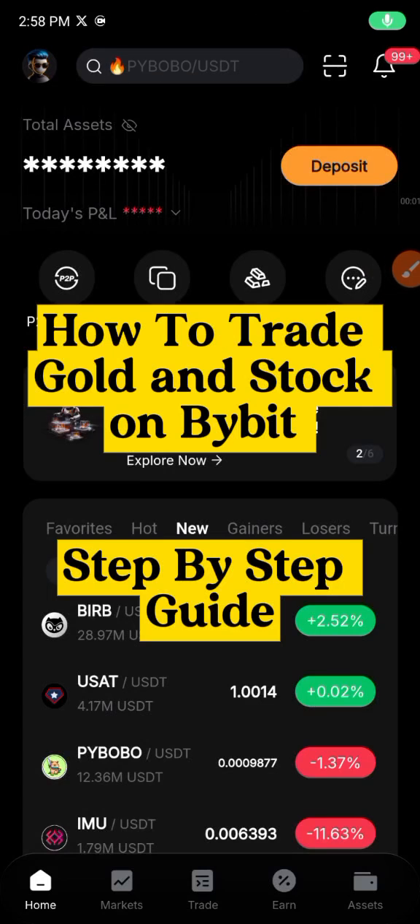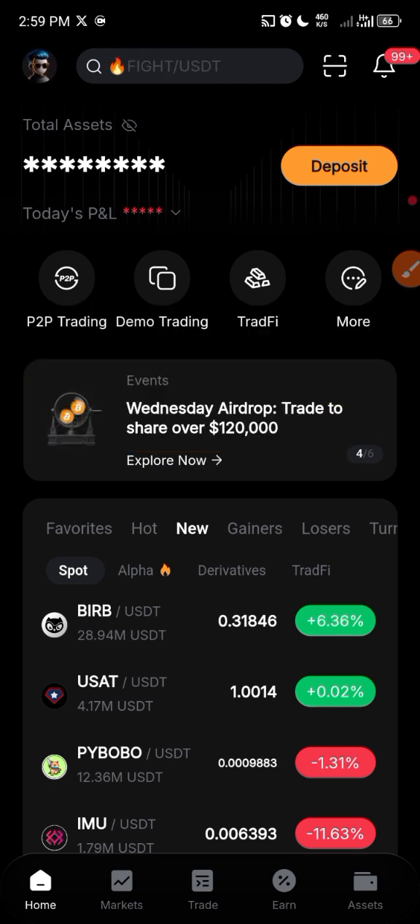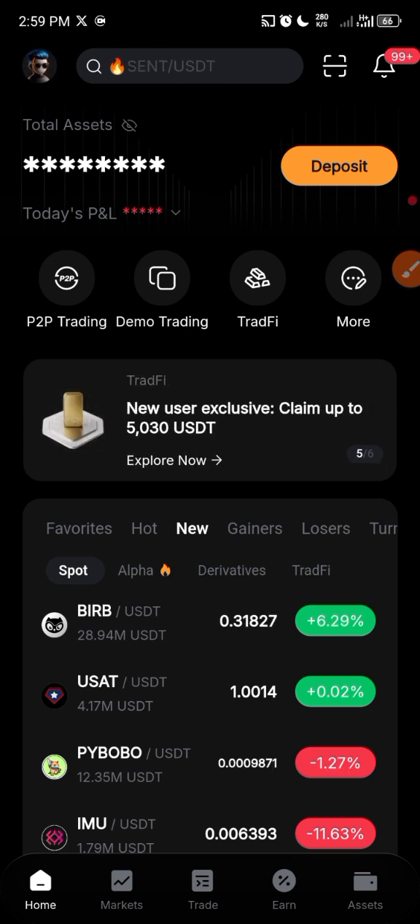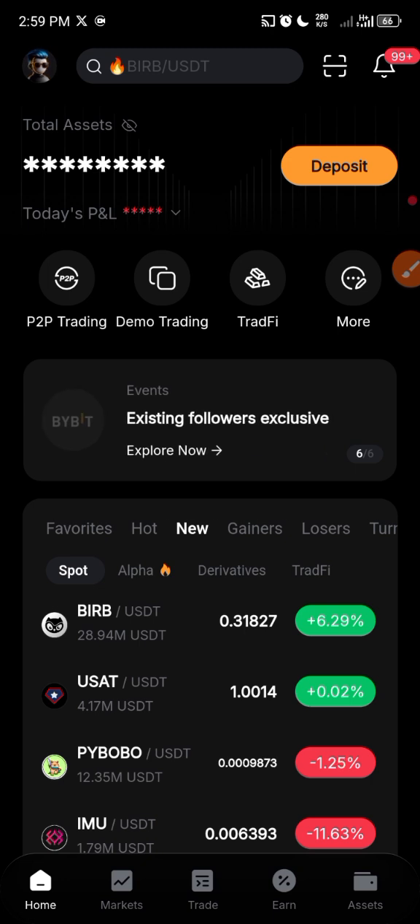Gold, silver, and other stock using Bybit Exchange. That means you can trade metals and stocks using Bybit Exchange. Alright, if you don't know anything about it, now let me show you how to trade gold, silver, and any other stock in Bybit.